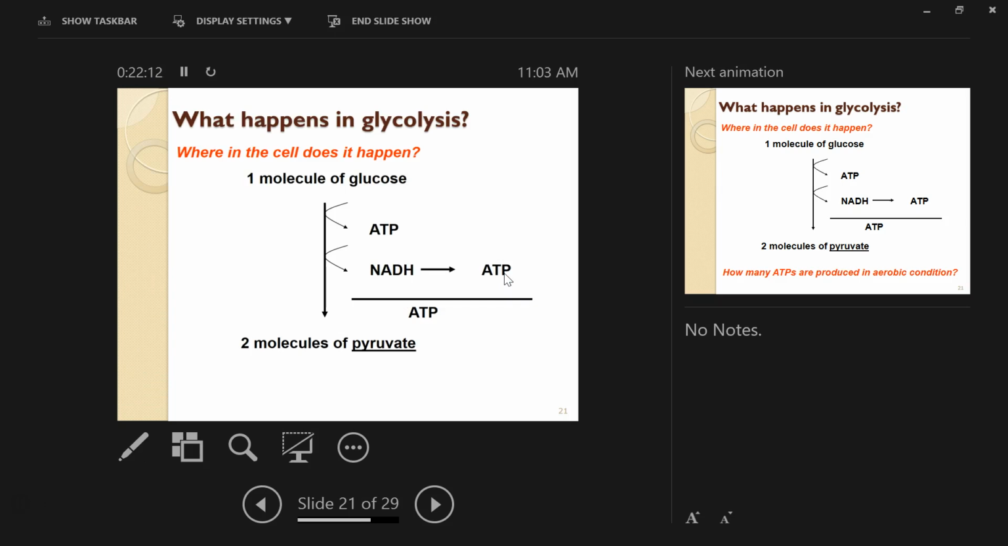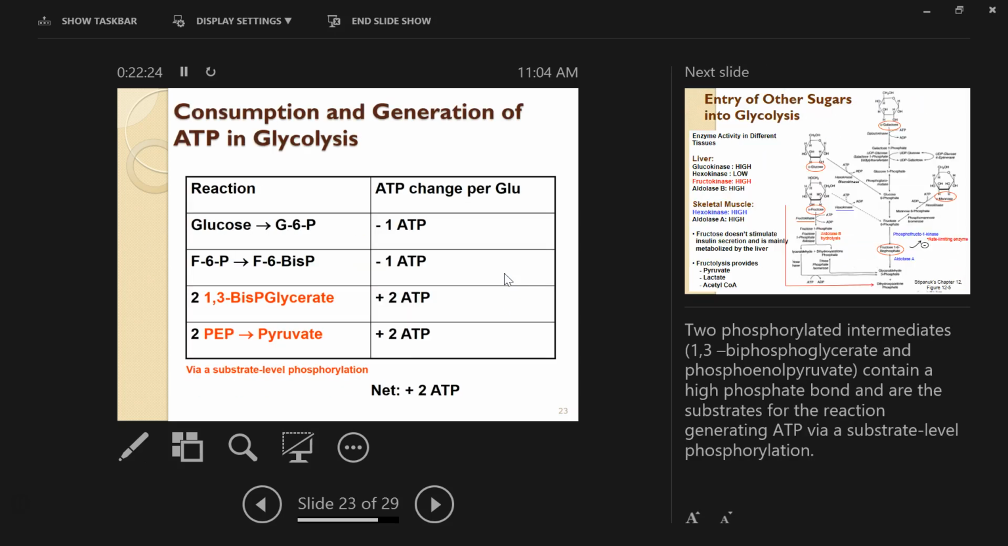Now, just the calculation, right? The ATP production under the aerobic or anaerobic condition, I'm not going to go through this, and you just calculate on your own.